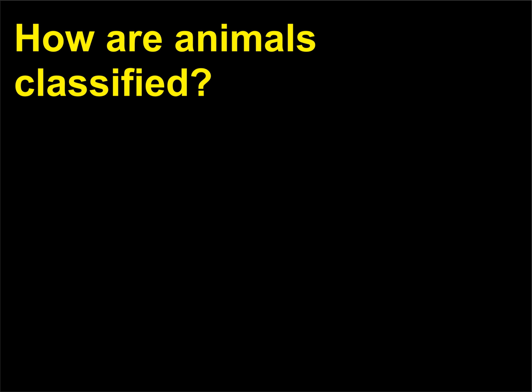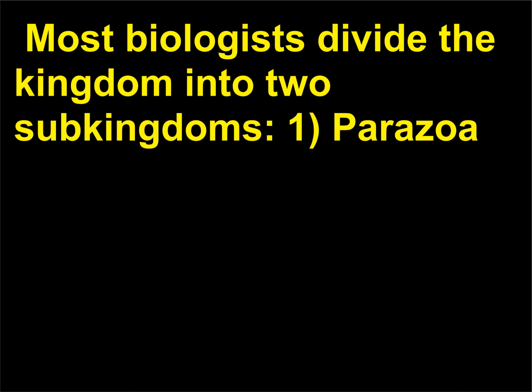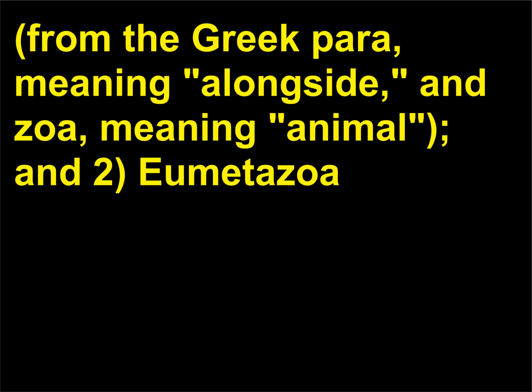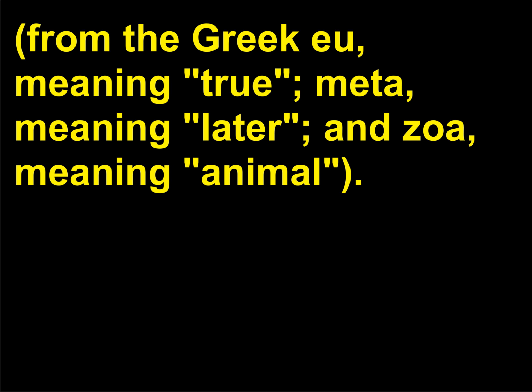How are animals classified? Animals belong to the kingdom Animalia. Most biologists divide the kingdom into two subkingdoms: 1. Parazoa, from the Greek para, meaning alongside, and zoa, meaning animal, and 2. Eumetazoa, from the Greek eu, meaning true, meta, meaning later, and zoa, meaning animal.